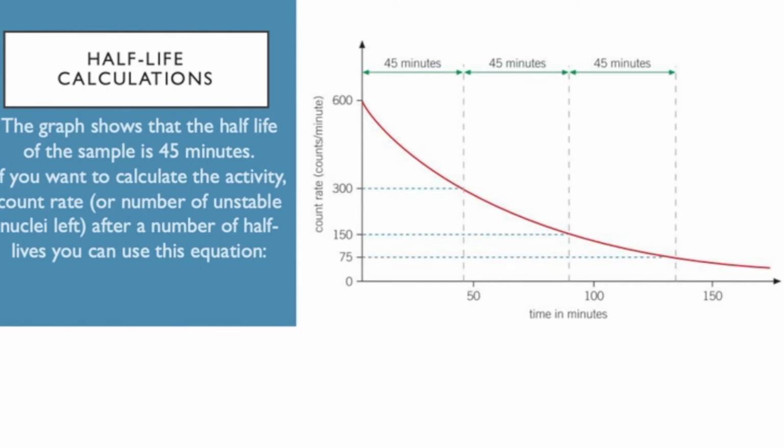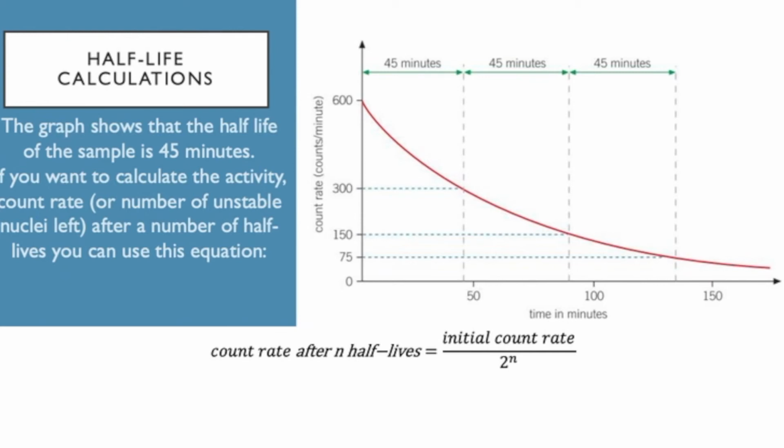So sometimes you're given some information and you're asked to calculate the activity or the count rate or maybe the unstable nuclei left using the information that you've got. What we can do is we can use an equation to find this out. So the count rate after a number of half-lives, so n number of half-lives, equals the initial count rate or the initial activity or the initial number of unstable nuclei divided by 2 to the power of n.